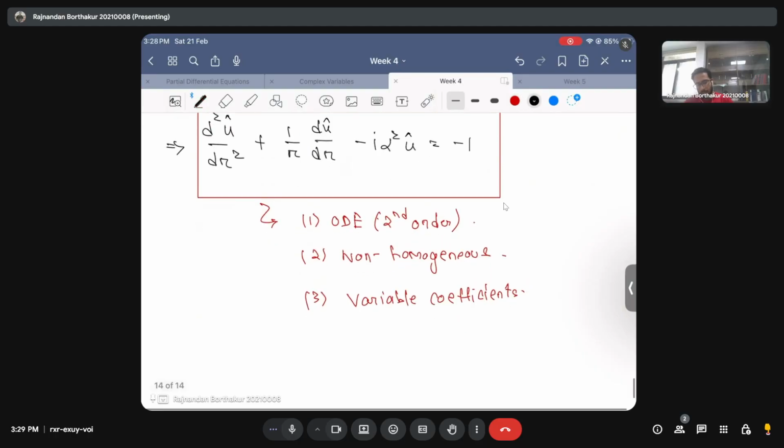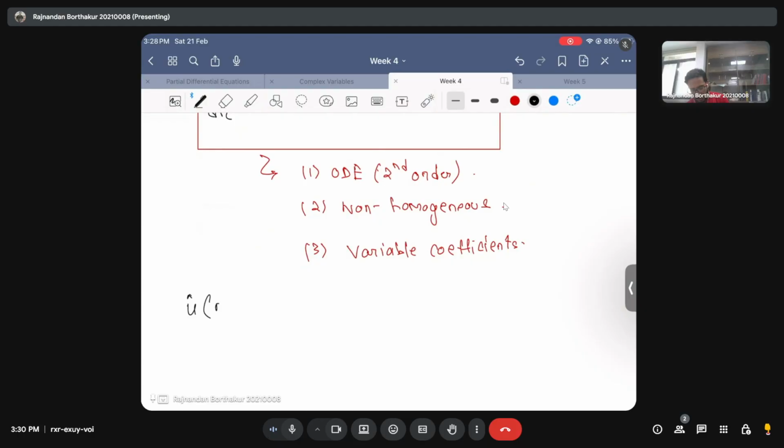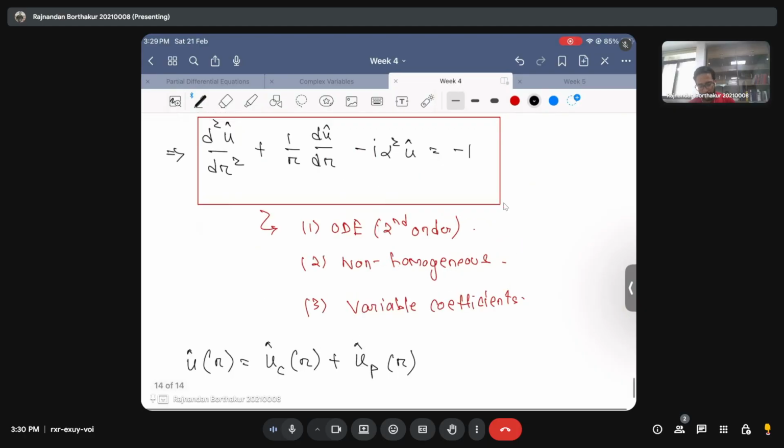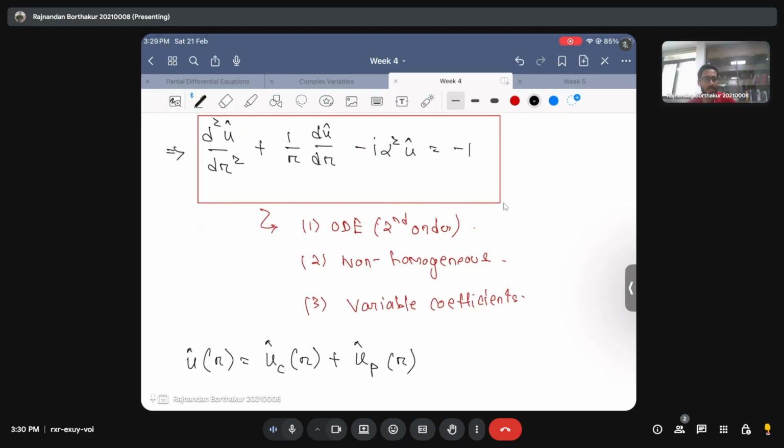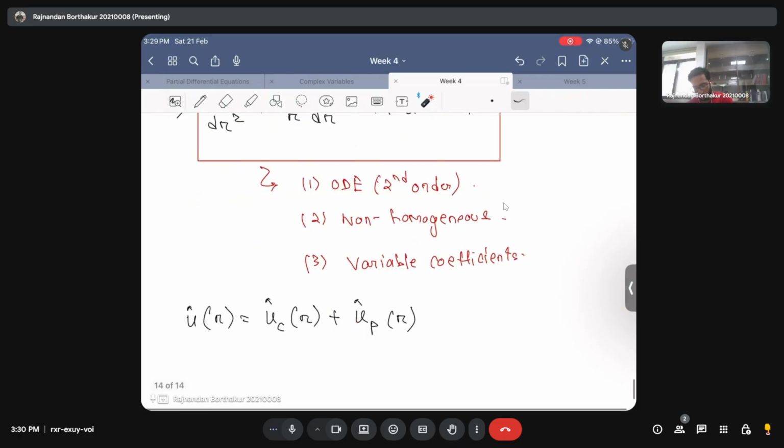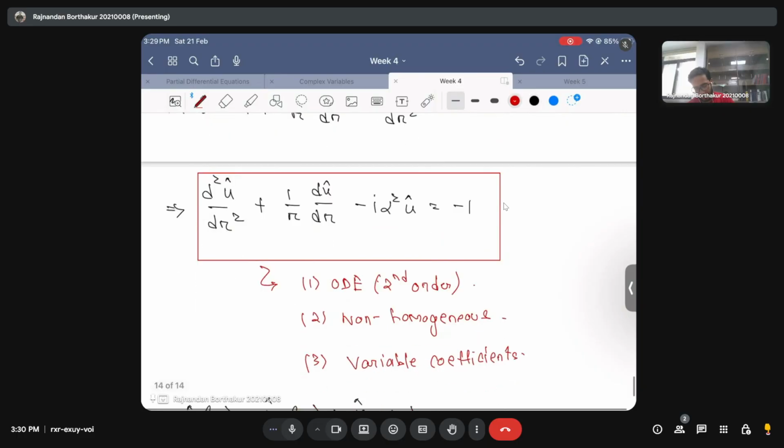Okay, so if we have an ODE which is non-homogeneous, first of all we know that the solution, that is u hat of r, is going to be a complementary function, we'll call it uc hat of r, plus the particular integral up hat of r. That's the standard way how we solve ODEs which are non-homogeneous. We tell that the solution is going to comprise a complementary function which will satisfy the homogeneous part, and the particular integral satisfies the entire ODE. That is basically the solution that we seek.